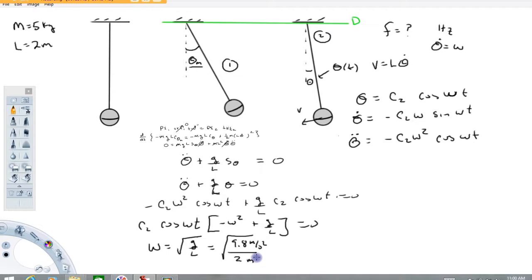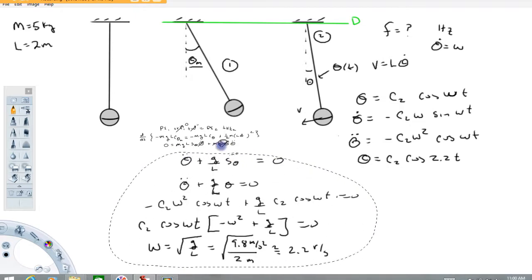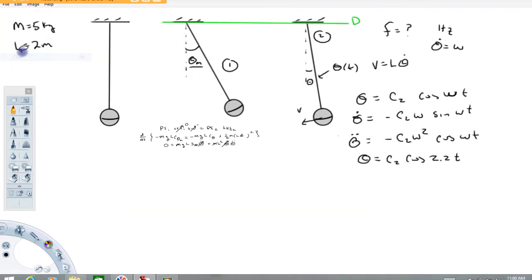I get 2.21. I'm just going to approximate that to 2.2. So this is approximately 2.2 radians per second. So what that means is our solution is going to look something like this, some sort of C2 times the cosine of 2.2t. Now, the value of C2 doesn't matter. We're not going to need that to get just the angular frequency. Suffice to say, it's some number.